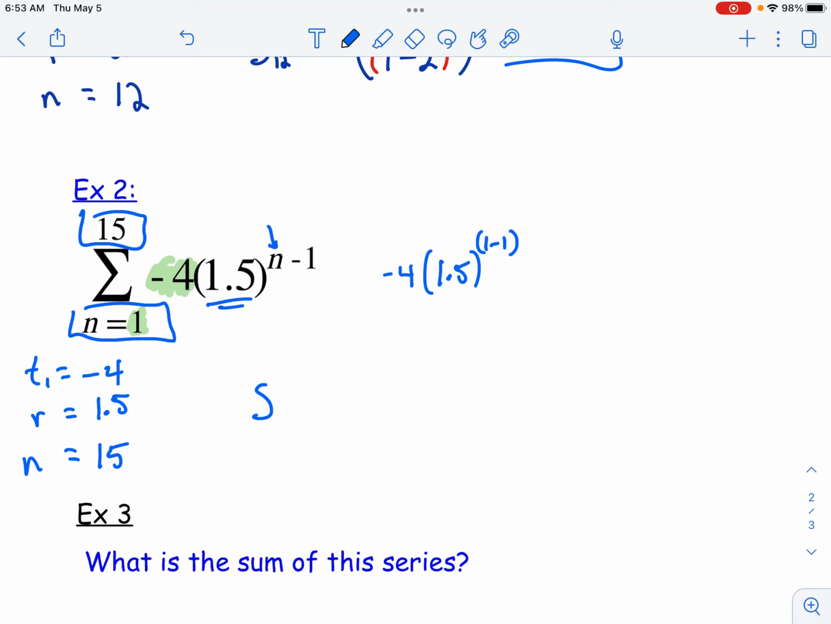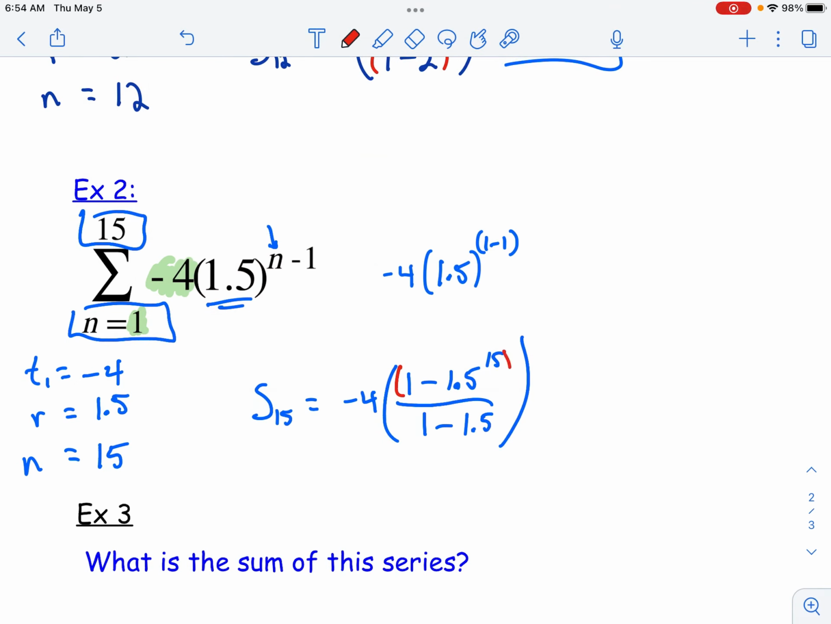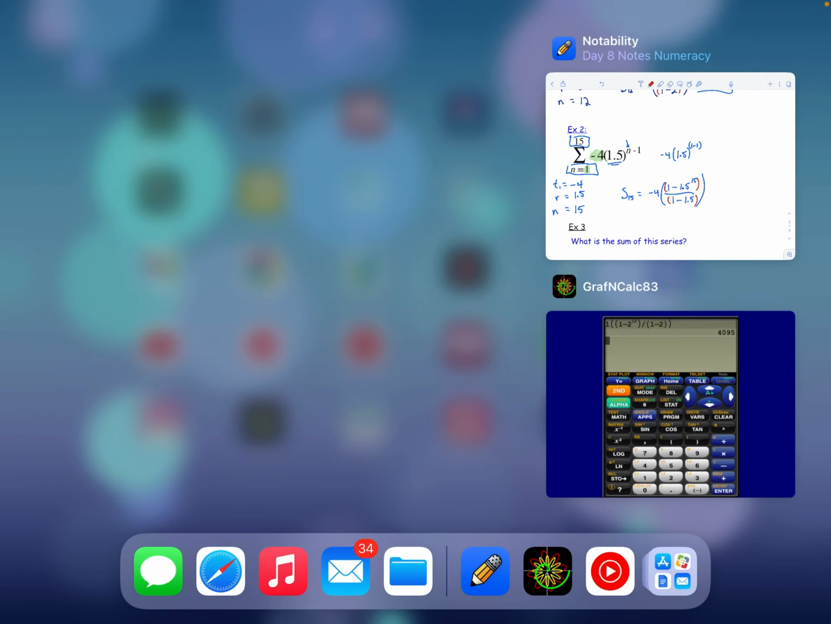All right, so the sum of the first 15 terms would be the first term, negative 4, times 1 minus our ratio, which is 1.5, to the 15 power in this case, over 1 minus 1.5. Don't forget, top and bottom should be in parentheses. And let's punch that in.